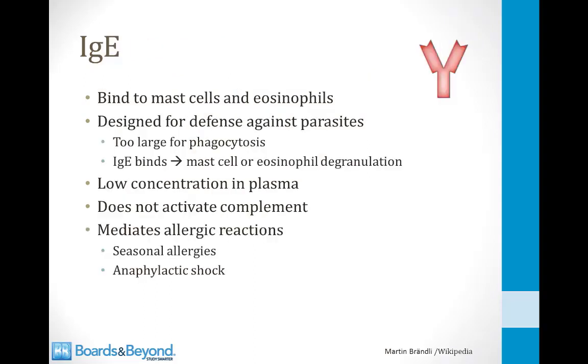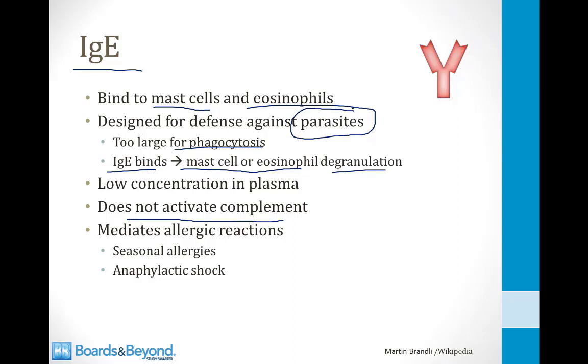The last antibody we'll talk about is IgE. The purpose of IgE is to bind to mast cells and eosinophils. It's designed for defense against parasites. If you think about a very large helminth or worm, this is way too big for phagocytosis by a macrophage, so IgE will bind, and as a result of the binding, mast cells or eosinophils will degranulate their contents onto the parasite to try and kill it. There's a low concentration of IgE in the plasma, and it does not activate complement.